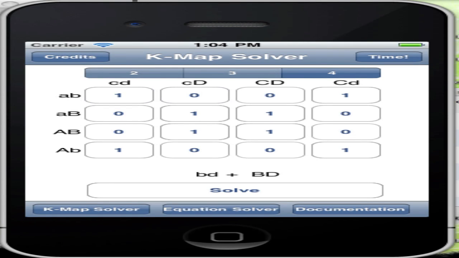This is a useful educational tool that is presented for minimizing low-order Boolean expressions. The algorithm follows a Karnaugh map looping approach and provides optimal results.